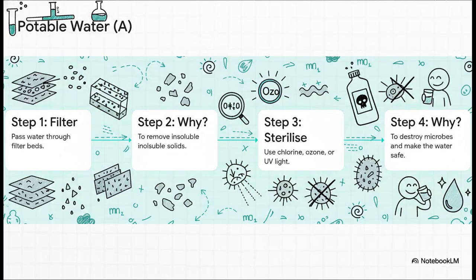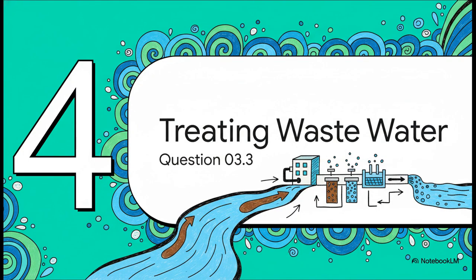Okay, for process A, making potable water, the mark scheme is looking for 2 main stages. First, filtration. You pass the water through filter beds, and that gets rid of all the solid bits you don't want. Second, you've got to sterilize it. You use something like chlorine, ozone, or even UV light to kill any nasty microbes. That's what makes it safe to drink. Awesome. We've nailed the first half.